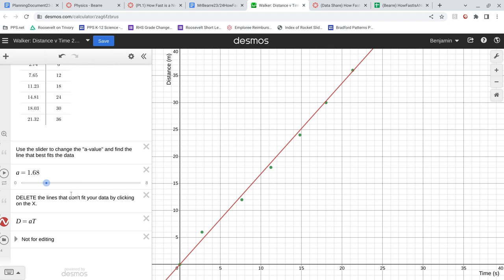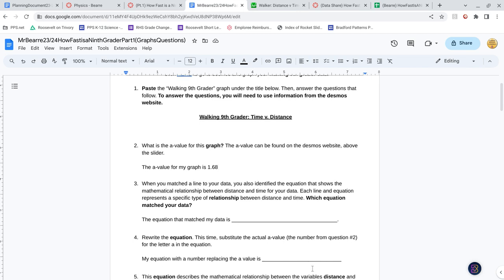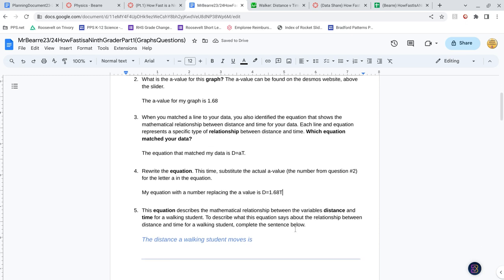Then it's going to ask you in number 3, what is your equation? Your equation is just this. D equals AT. Feel free to copy and paste. I don't mind. So the equation that matched my data is, bam, copy and paste, D equals AT. Question 4, rewrite the equation. This time substitute the actual A value in for A. So you're going to write D equals 1.68T, because 1.68 is your A value.